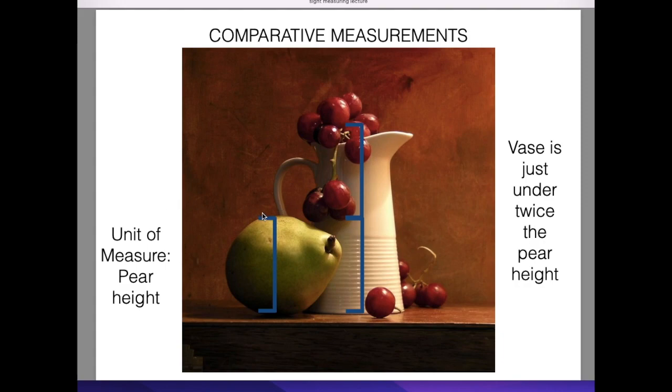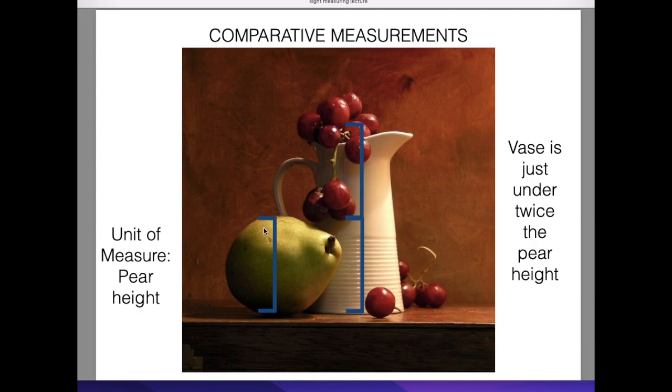So all I did, again, if I was using my pencil, I would hold it up. I would line the tip of my pencil to the top of this pear. I would have my arm extended, and my thumb would align up to the bottom of this pear. And in my hand, I would be holding the unit of measure, which in this case would be the pear height. And what I'm going to do is take that around the rest of this composition and compare it to the other objects that I'm drawing.